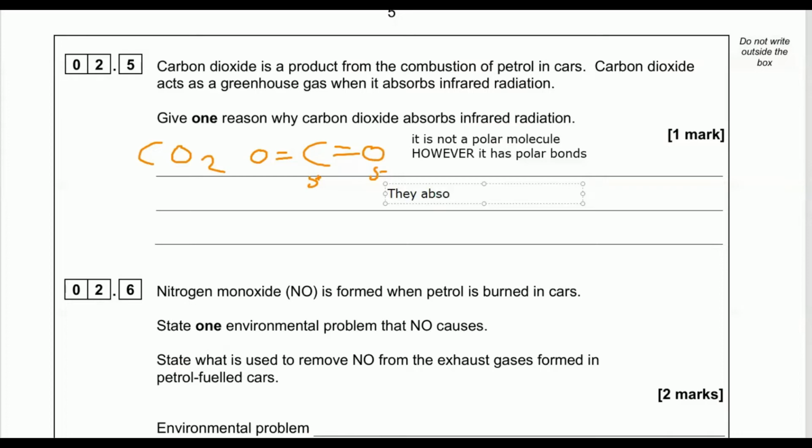And the reason why they absorb infrared radiation is because it's a polar bond, 1 mark, and therefore it vibrates, 2 marks. And even better if you say it vibrates at the same frequency as infrared radiation, which is why it can absorb infrared radiation. So the polar bonds vibrate at the same frequency as infrared radiation. But you will just get the mark for saying it's a polar bond and therefore it vibrates, and that will get you the mark.